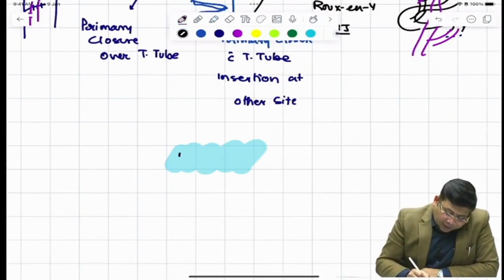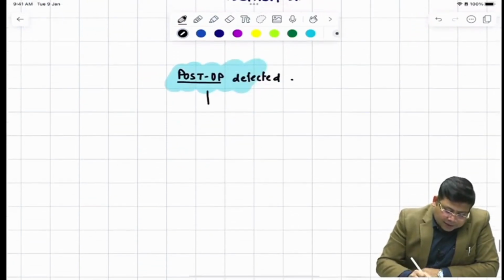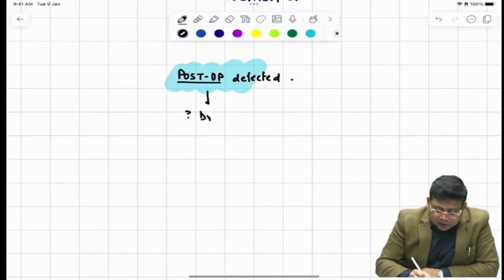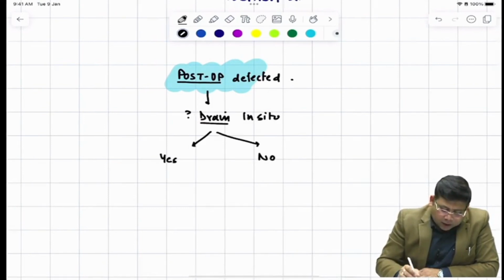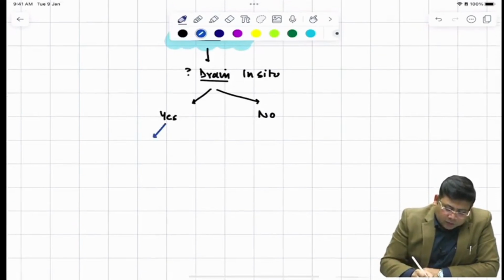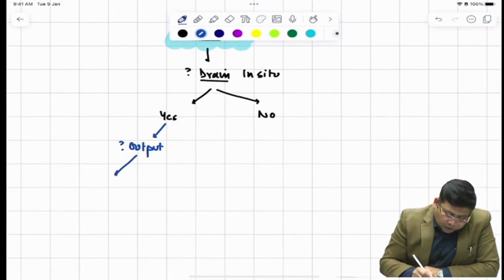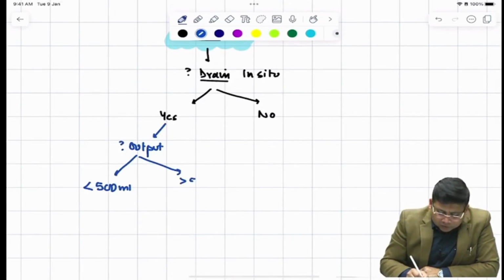If it is detected post-op, now this is again important. So, post-op detected bile injury or biliary injuries. The next thing is, do you have the drain in situ? If you have a drain in situ, the answer could be yes, the answer could be no. If there is a drain in situ, then the next thing is you will check the output. If the output is less than 500 ml, or if the output is more than 500 ml.